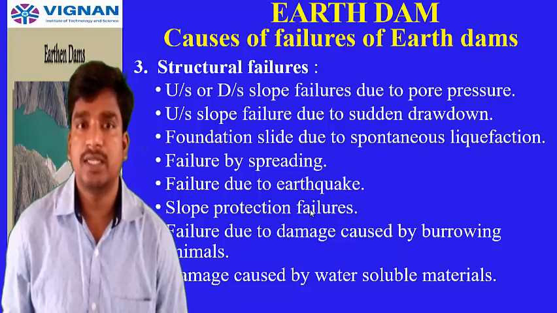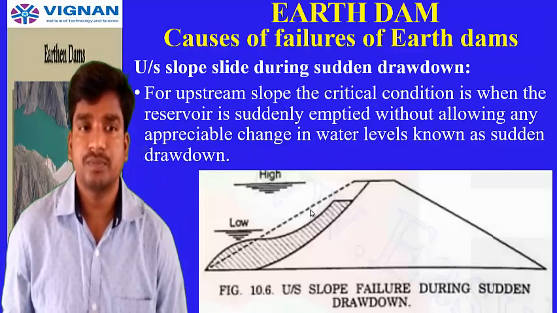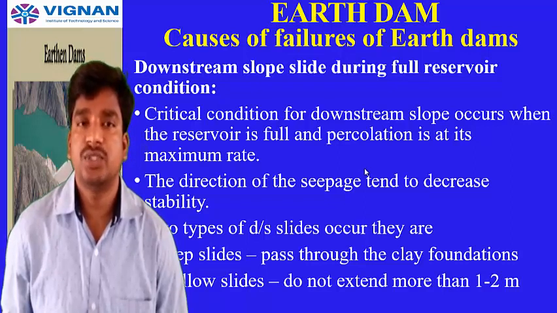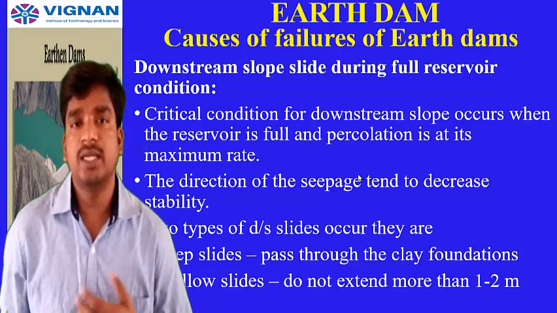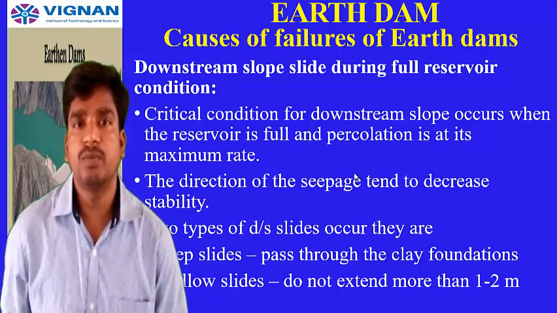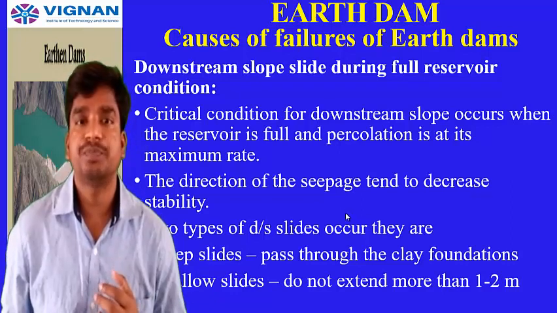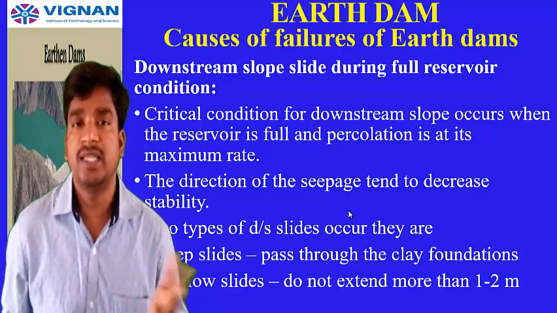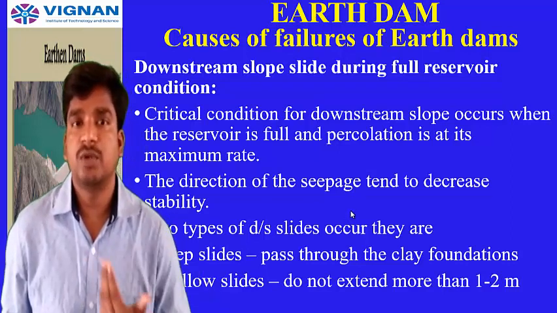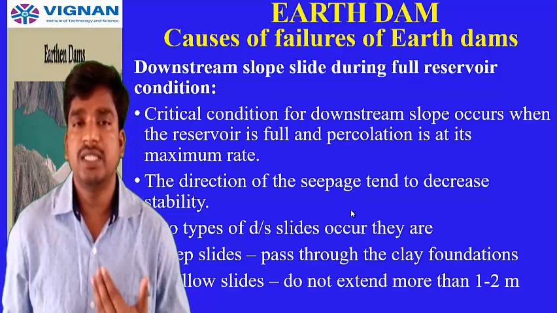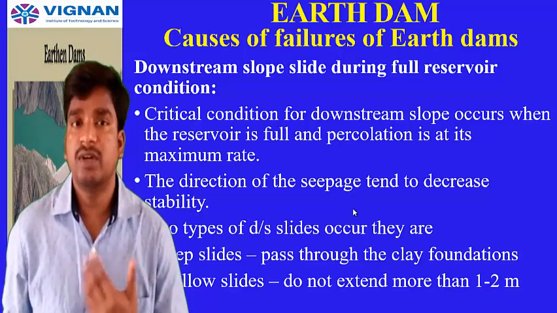Now in continuation to that, the third important type of structural failure is downstream slope slide during the full reservoir condition. What is the downstream slope? We will maintain slopes on either side of the dam, upstream side as well as downstream side. Now the first two we have discussed were about the upstream slope. And now if you see the downstream slope side, what happens under the full reservoir condition?